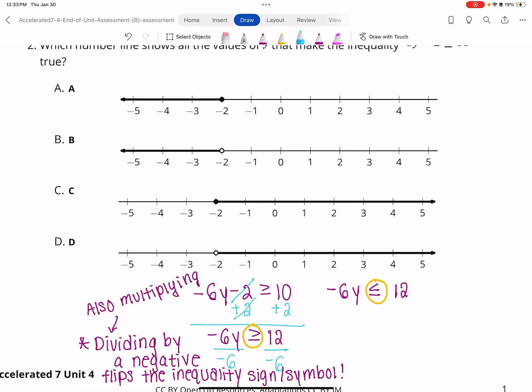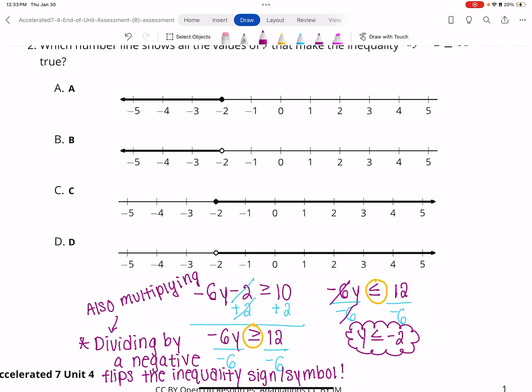All right, our last step over here is dividing both sides by that negative 6. So I'm just rewriting it here. And I already flipped the sign, so that looks all good. What's left over is y is less than or equal to, and 12 divided by negative 6, we have negative 2. So y is less than or equal to negative 2.